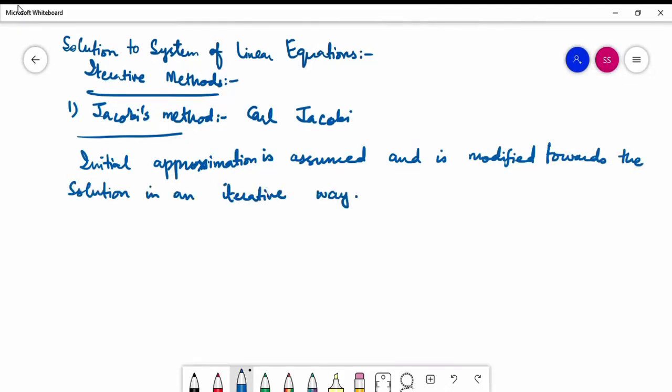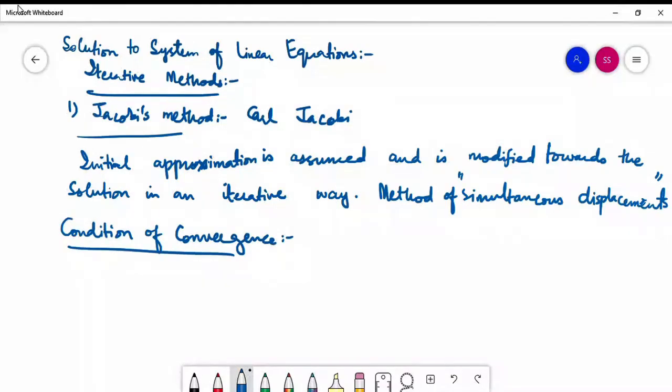This method is also known as the method of simultaneous displacements. I will tell you the procedure for how it is solved, but before that I will tell you the condition for convergence of this method. This method is applied only if |a_ii| is always greater than the sum of all the entries in a specific row or in a specific column, where i goes from 1 to n and i is not equal to j.